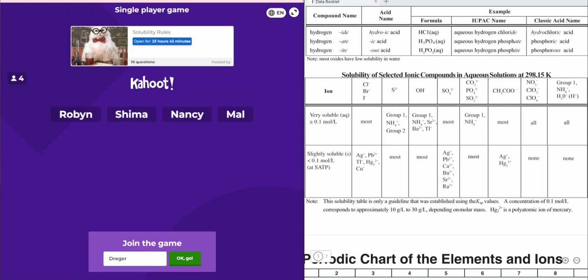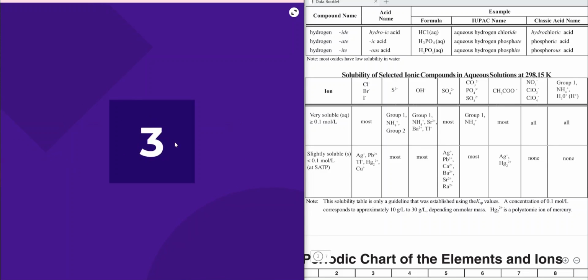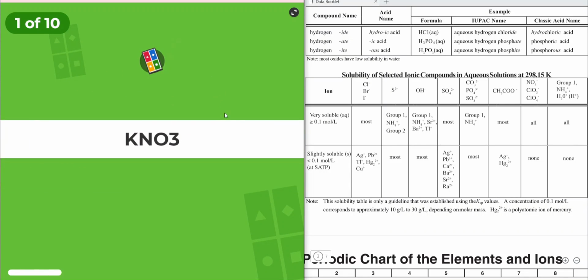Hello and welcome to this video where we're going to look at the solubility rules and especially the Kahoot video for that. So let's take a look here at solubility in Kahoot. So I'm just joining this game. This is a single player game where it kind of just adds some computer people to play against me.